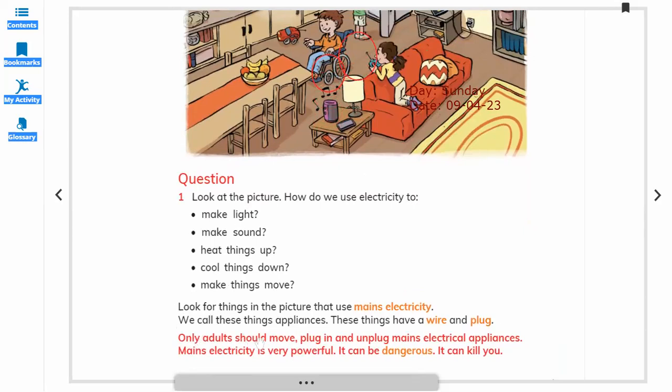Only adults should plug in and unplug. So you should not plug and unplug main electric appliances. Only adults can use these types of appliances that are used with the help of plugs. If you use these things, you have to be very careful. You can use these appliances under the supervision of adults. Most probably you should not use them on your own.